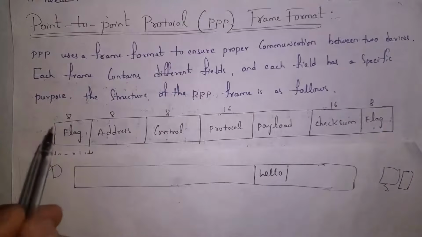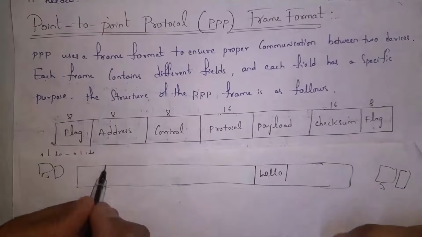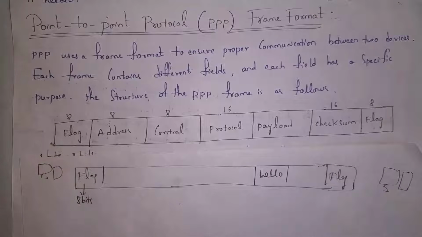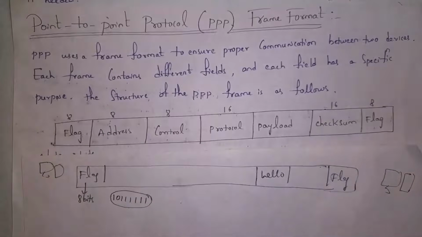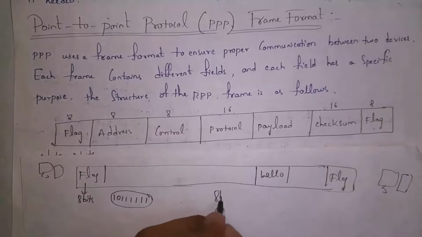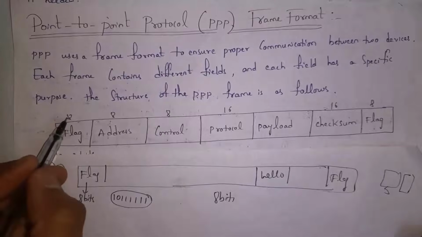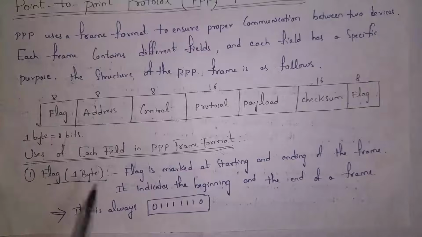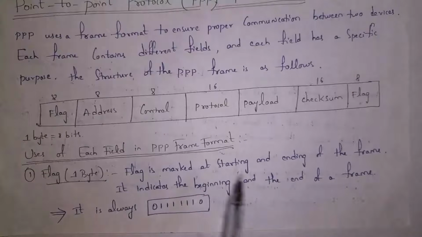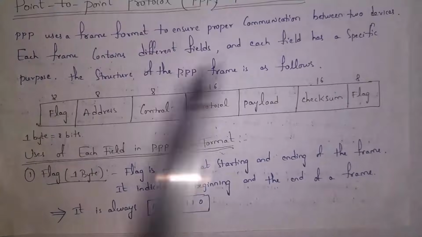And at the starting, and at the end we will place flag. I will explain what is flag. Flag size is 8 bits, like 1, 2, 3, 4, 5, 6, 7, 8. Like that, flag size is 8 bits. We also call 8 bits as 1 byte. So in place of writing here 8 bits, you can also write here 1 byte. So flag size is 1 byte. Flag is marked at the starting and ending of the frame. This flag will indicate beginning of the frame and end of the frame.